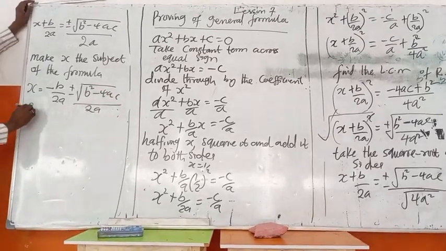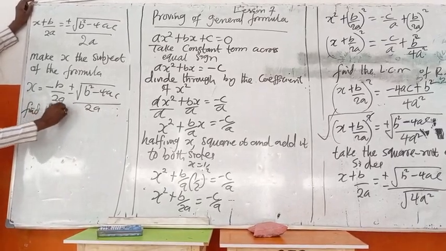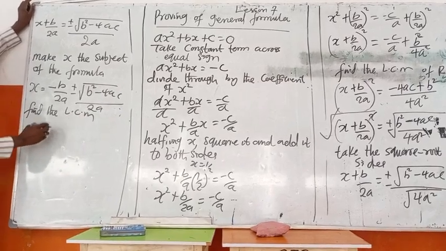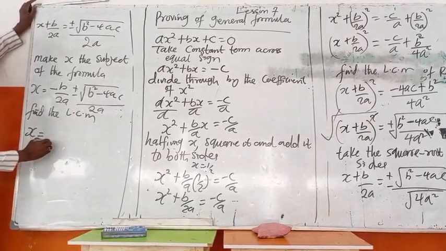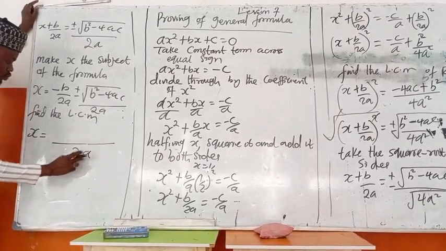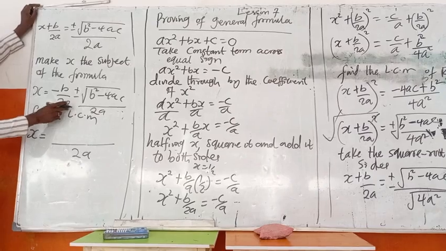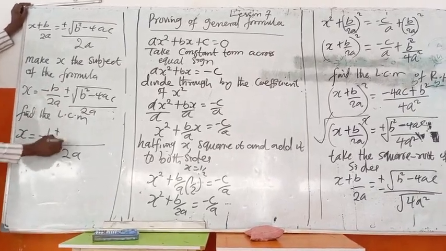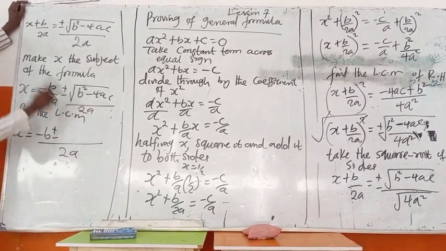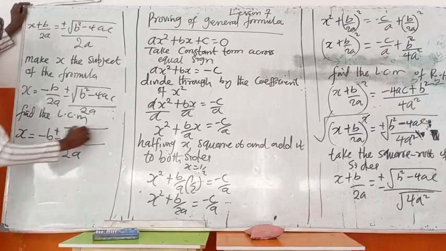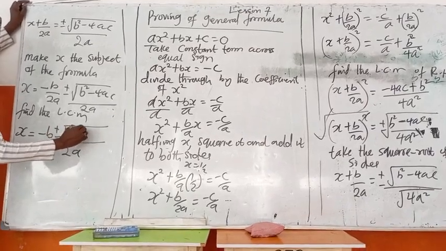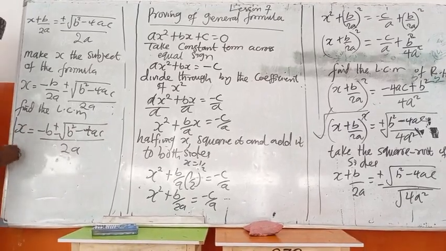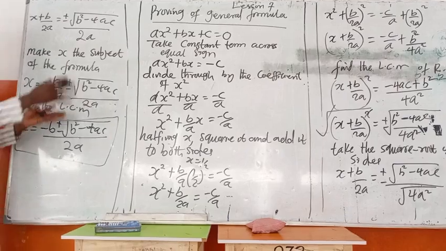Now find the LCM. We now have x is equal to, the LCM of 2a and 2a is 2a. 2a divided by 2a is 1, 1 times minus b. Then positive negative, 2a divided by 2a is 1, 1 times all this term, we have the same term, square root of b squared minus 4ac. This is the quadratic general formula. This is how to prove it.